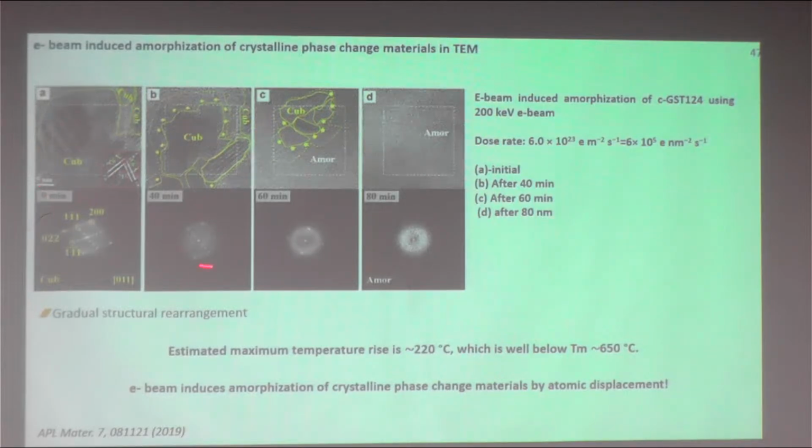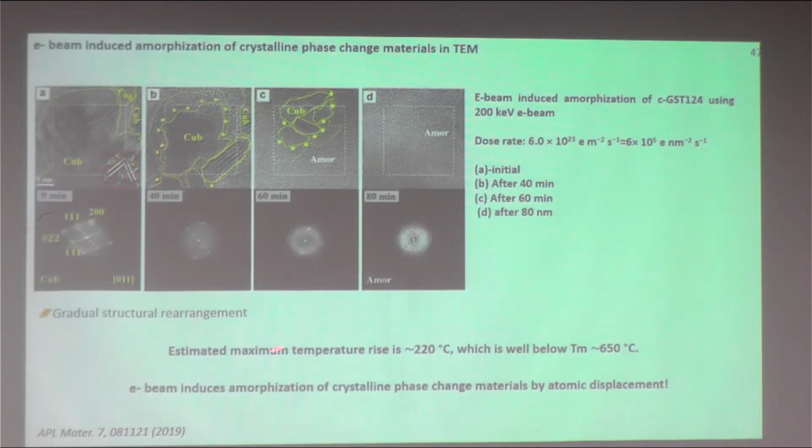So after 40 minutes, there is a transformation of this cubic area to the amorphous state, and after 60 minutes, more and more, and here after 80 minutes, you see there are no reflections coming from the crystalline lattice. So they used a 200 kilovolt electron beam, GST 124, and this is the dose rate that they used.